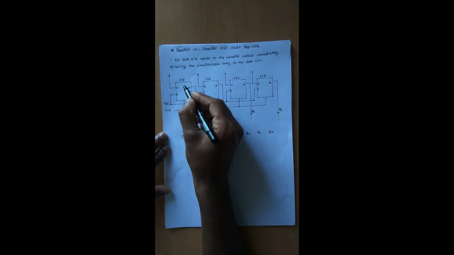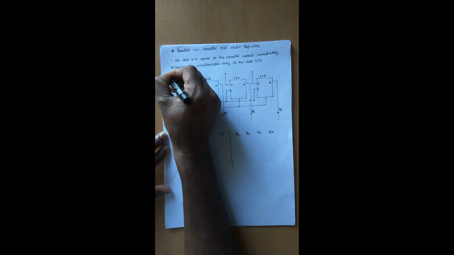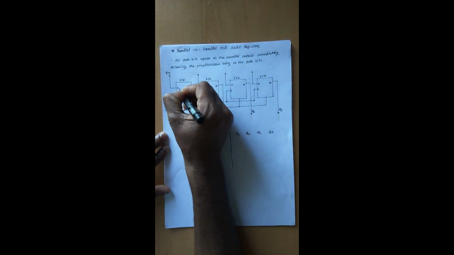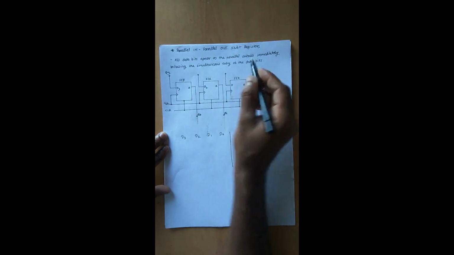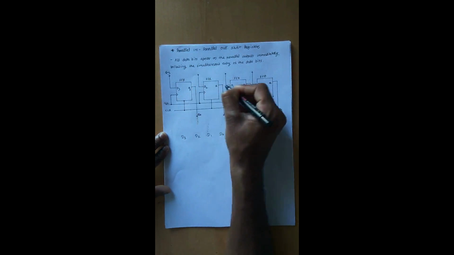Okay, let's continue with the next one, that is the parallel in parallel out shift register. In this, if you observe carefully, this is the MSB flip-flop and this is the LSB flip-flop, where these are the bits D3, D2, D1 and D0. In a similar way, this is Q of 3, Q of 2, Q of 1 and Q of 0.